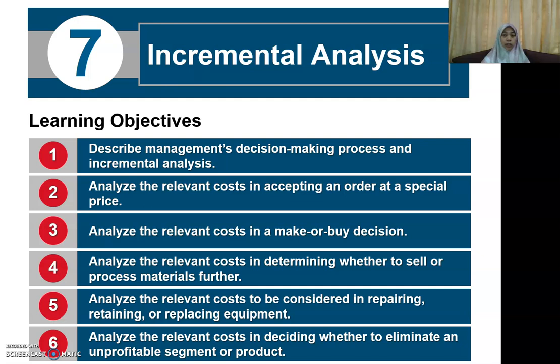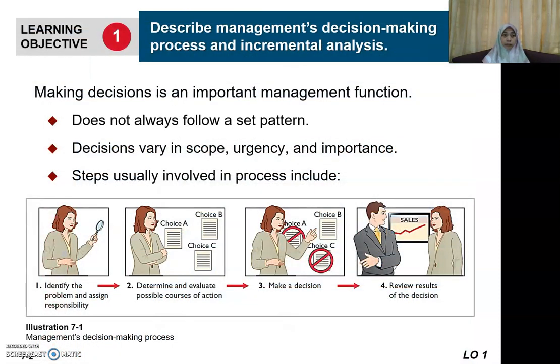Okay, with regard to the incremental analysis, you are basically making short-term decisions. So when you want to make a decision, you need to look into relevant costs. That's why you have here the relevant costs. The types of decisions that you're going to make include all these decisions. So at the end of the chapter, you should be able to make that particular decision by looking at the relevant cost. All right. So describe management's decision-making process and incremental analysis.